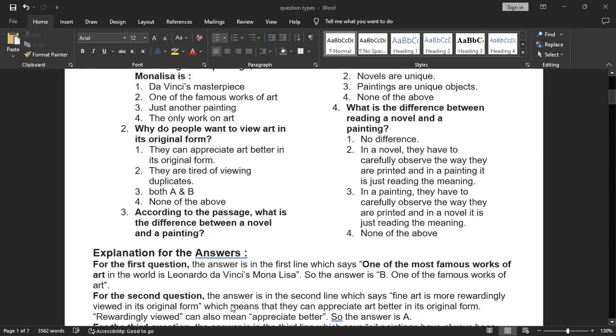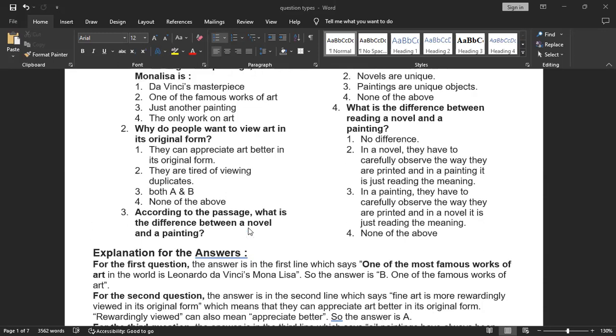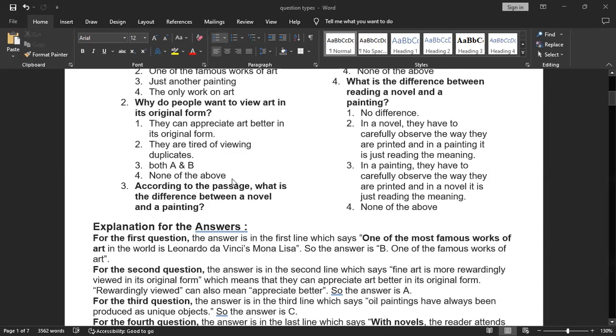For the second question, the answer is in the second line, which says fine art is more rewardingly viewed in its original form, which means that they can appreciate art better in its original form. So rewardingly viewed. And what did you say? Number 1. Very good.